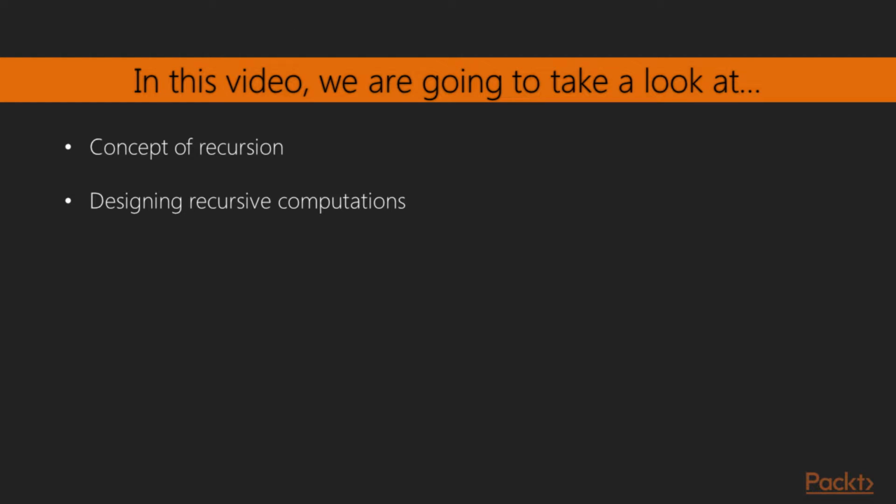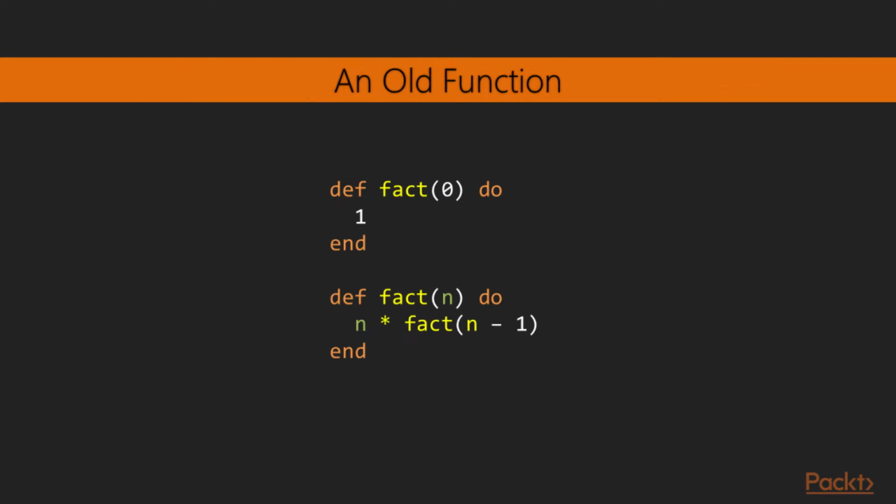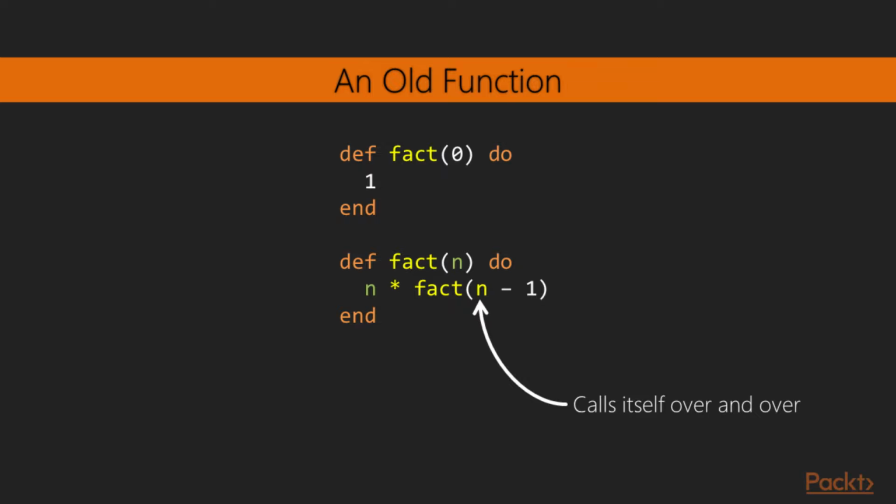In this video, we'll define the concept of recursion and learn how to design and implement recursive or looping computations in Elixir. Let's start by revisiting one of our old functions, the factorial function. If you take a closer look at this function definition, you can see that it calls itself repeatedly in order to compute its return value.